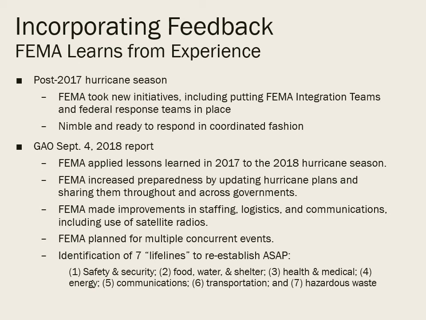FEMA also, after the 2017 hurricane season, and this was stated in a GAO report, changed its approach to responding to natural disasters by identifying 7 lifelines, and those lifelines were what FEMA would reestablish immediately in the wake of destruction, or as soon as possible. Those were safety and security, food, water, and sheltering, health and medical, energy, communications, transportation, and hazardous waste management.